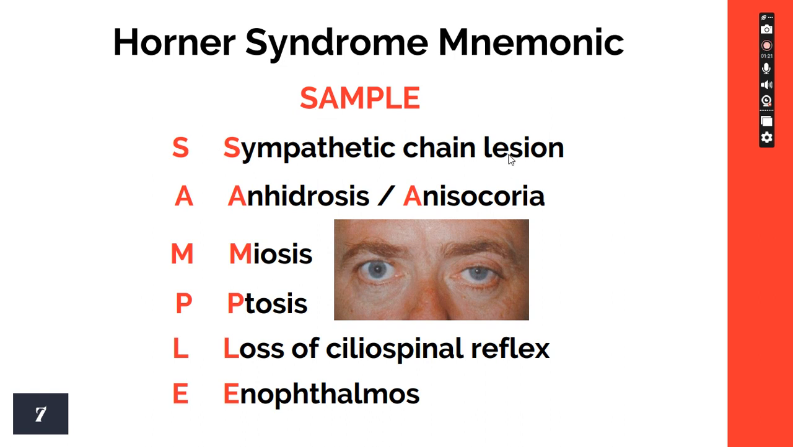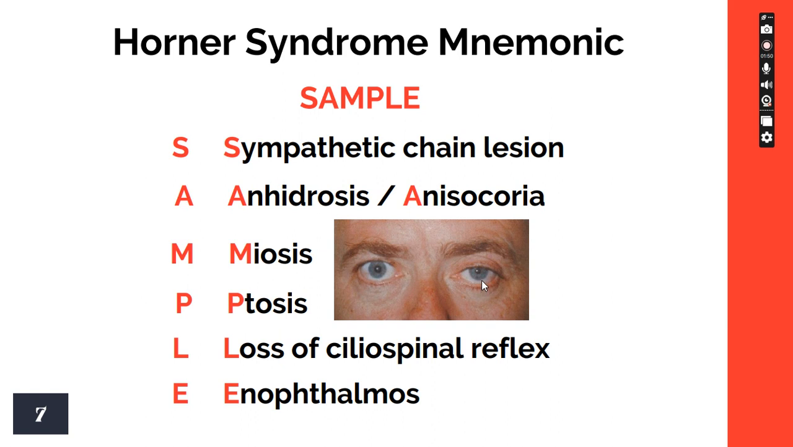S stands for sympathetic chain lesion, as we discussed. A for anhidrosis, i.e. loss of sweating on the affected side of the face, okay? Here it's not very visible actually in this picture, but you need to remember this. A for also anisocoria, i.e. unequal pupil size, okay? As we see here, one eye has miosis and the other one has mydriasis.